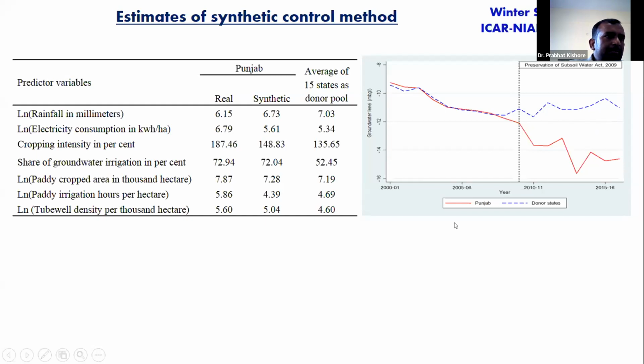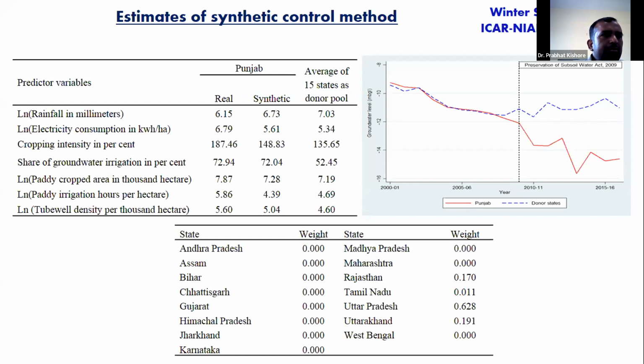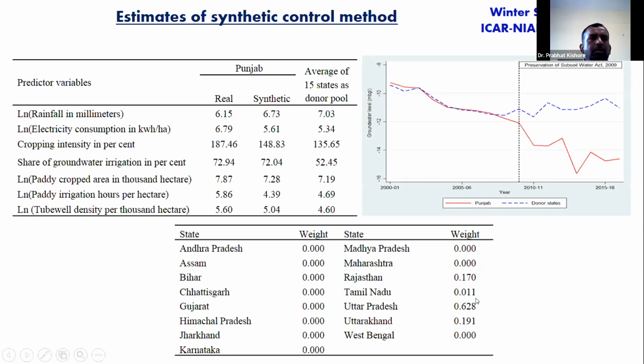But how was this created? For this one I can say how the weight was assigned. In these steps, for Rajasthan, we have just excluded Haryana because they have got the similar treatment. So here you see Rajasthan had got some weight, then Tamil Nadu, then Uttar Pradesh, then Uttarakhand. So these states have got some weight, and based on this it was constructed.